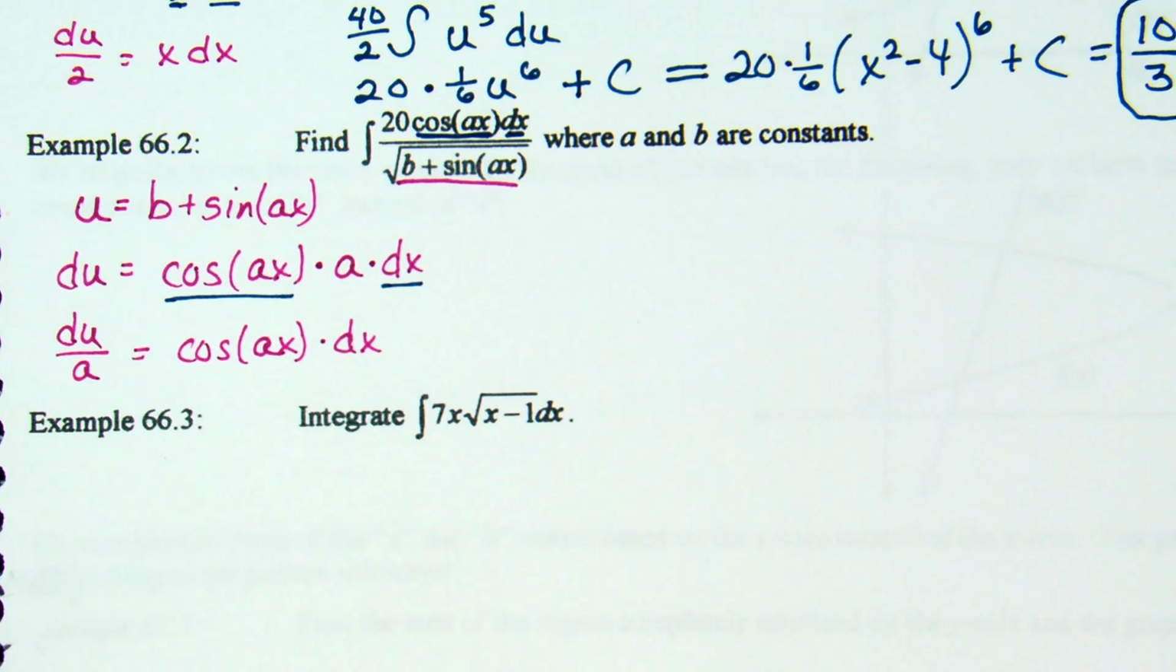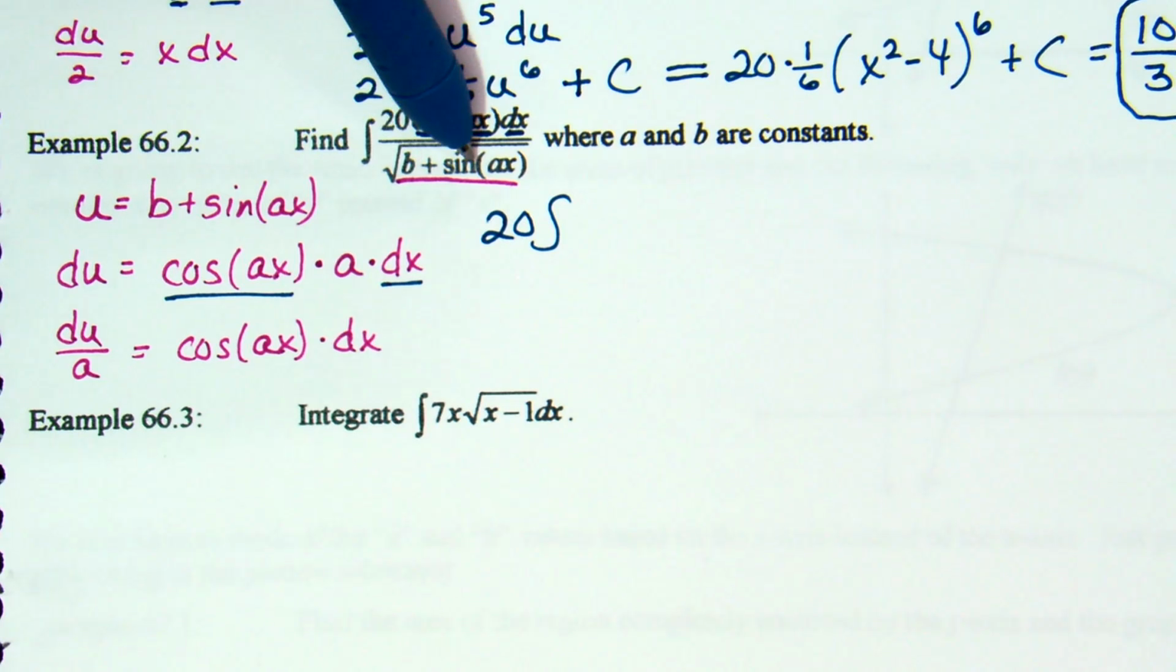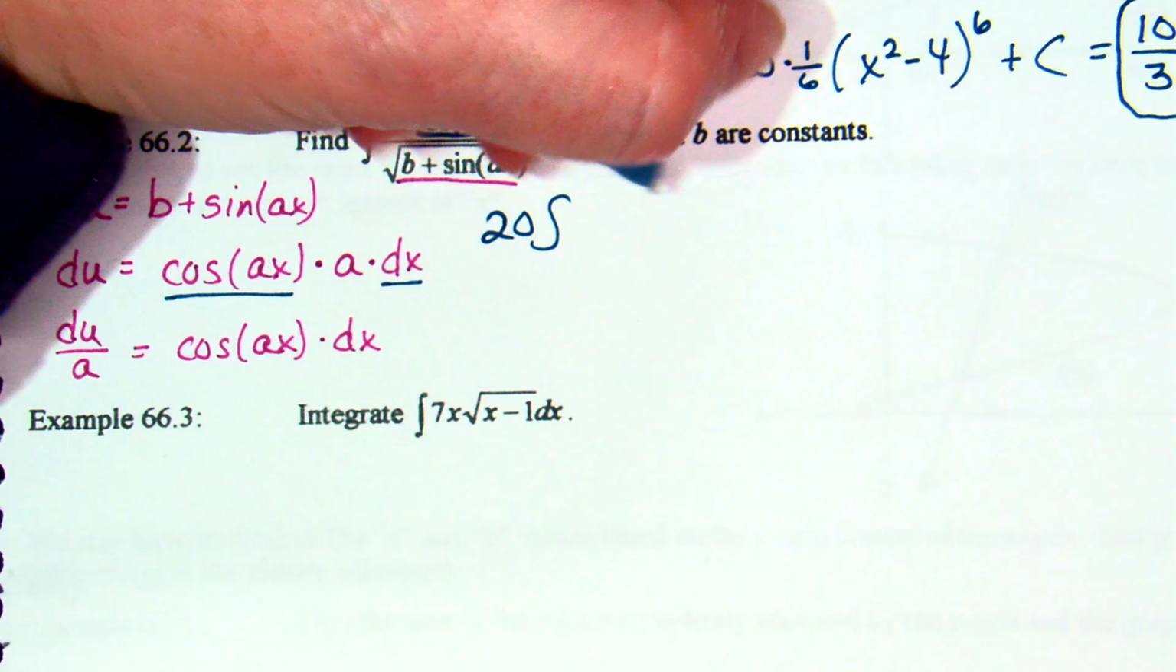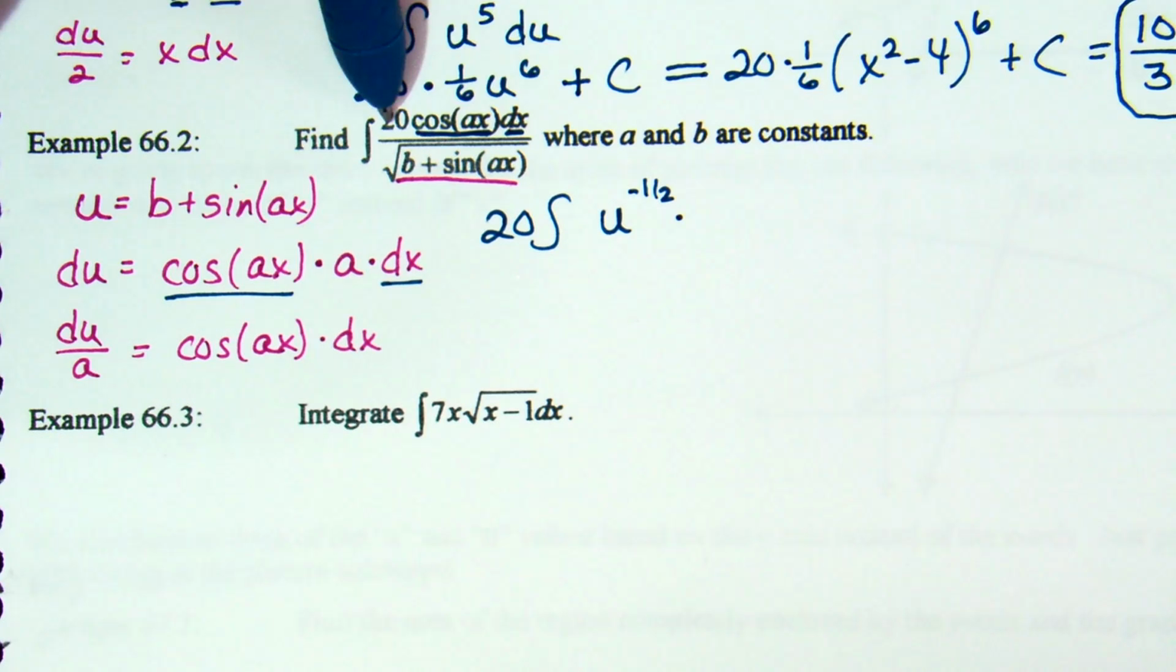Okay. So, let's set up this integral. This constant of 20 on top can go where? Outside the integral. Okay? What do you know about the square root of b plus sine ax? Okay, b plus sine ax is u. Square root in the denominator is u to the negative 1/2. So I'm going to do u to the negative 1/2 times, so 20 is taken care of. My square root in the denominator is taken care of.